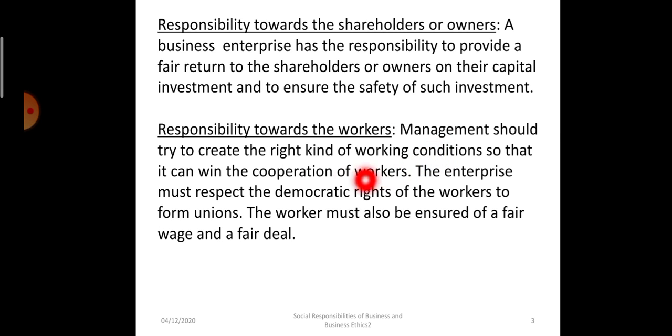Then it should respect their democratic rights. It should allow them to form unions, and it should also provide them fair wages. For the work, they should provide proper remuneration, and they should also provide proper training to the workers so that they get the opportunity to grow and get promoted.